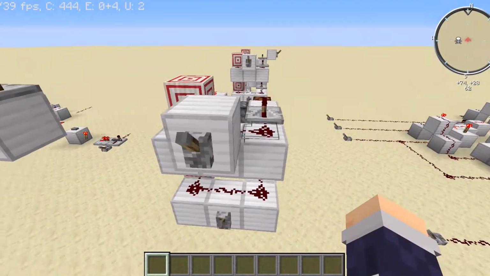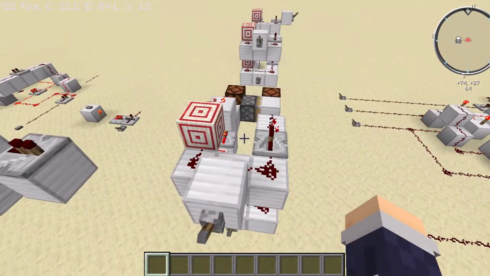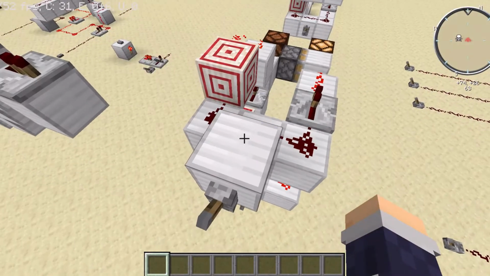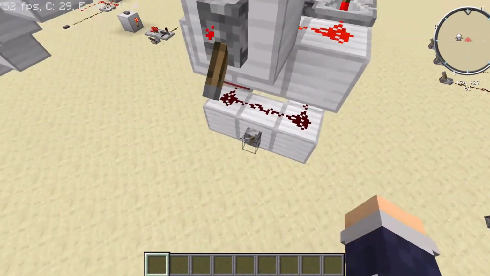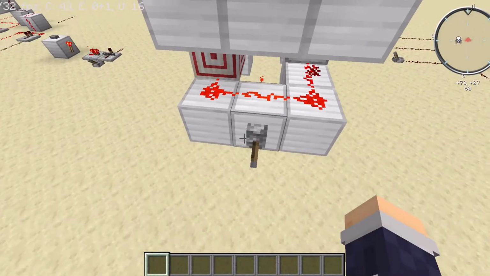These are the two inputs, and I'll quickly show you. One of them on, sum line on, the other the same, and both on, the other line goes on. How does this work?